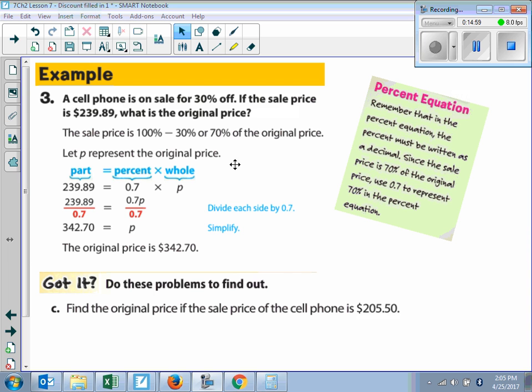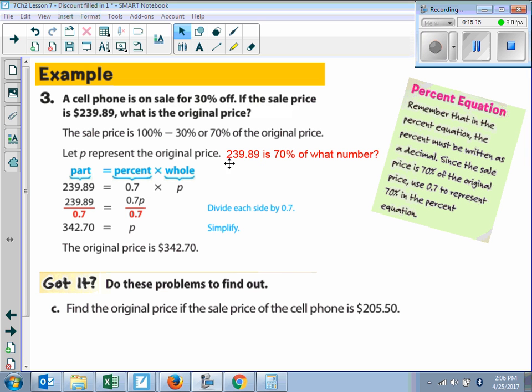what number is, no, actually, $239.89 is 70% of what number? So here's our what number is question. $239.89 is 70% of the original price. That's the what number. That's what we're trying to solve. So when we write our percent equation, we have $239.89 is 0.7, we're going to change the percent to a decimal, times the original price, which is what we don't know. So now, there's my equation.